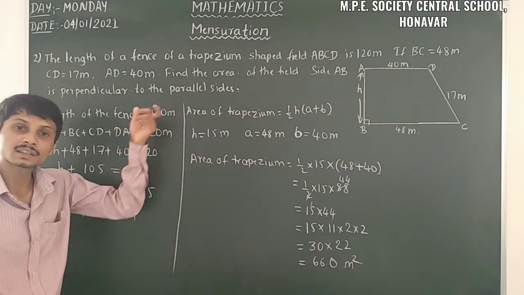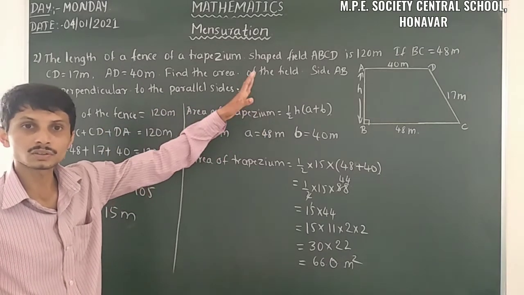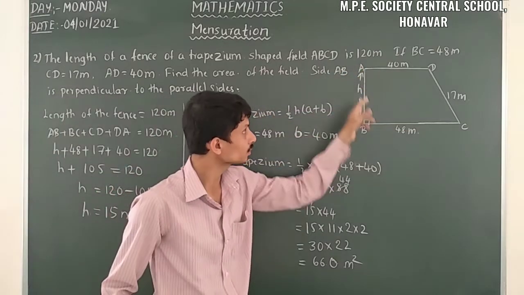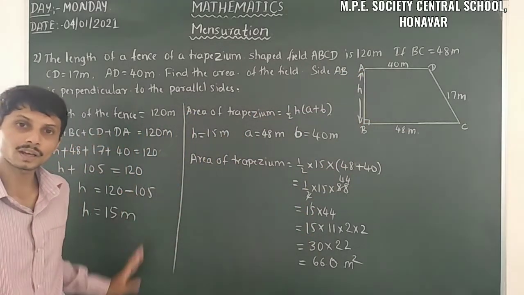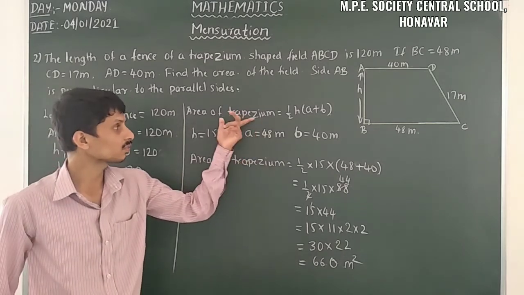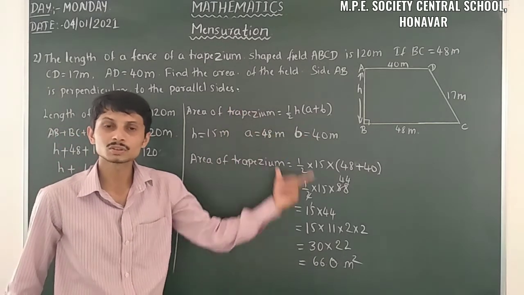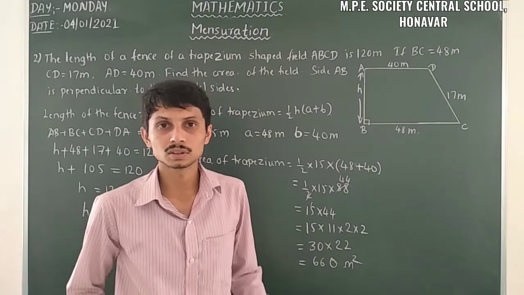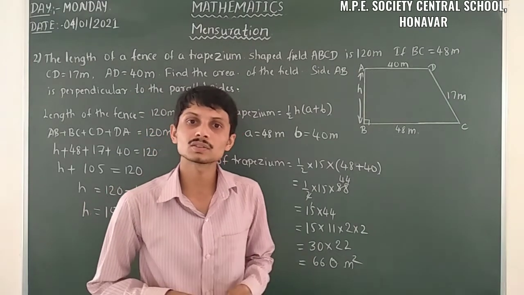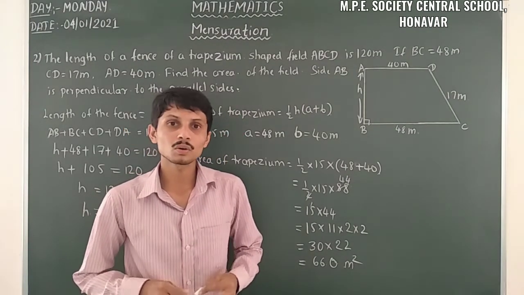The length of the fence is given, so the other three sides are given. So here we can find out the value of h. Using the value of h, we can insert it in the formula of the area of a trapezium, and so we can find out the area of the trapezium here. There are many types of problems, so you have to solve them on your own.